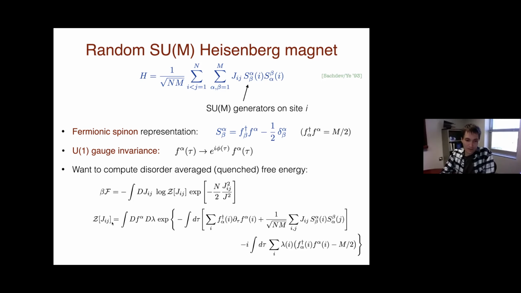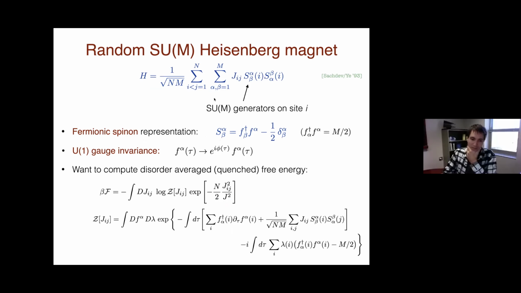And the partition function Z is just the Hamiltonian I described. That depends on these two parameters, N and M, the number of sites and the M from the SU(M). And then we'll put a kinetic term for these fermionic spinons. So it's a one derivative kinetic term. And we introduce a Lagrange multiplier lambda, which implements the constraint we had here. Good.